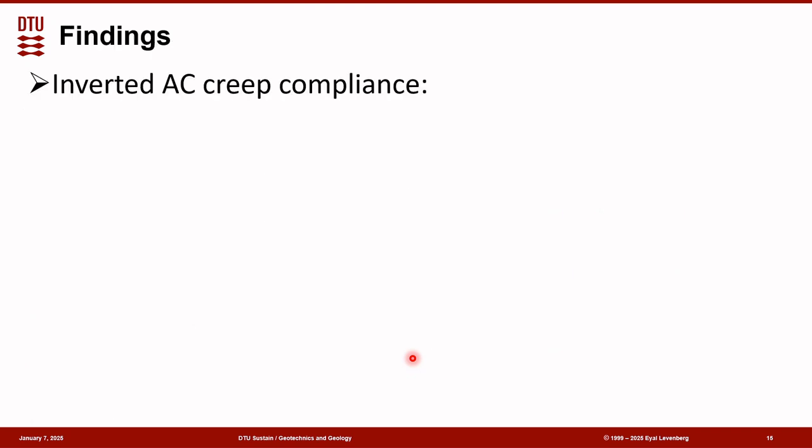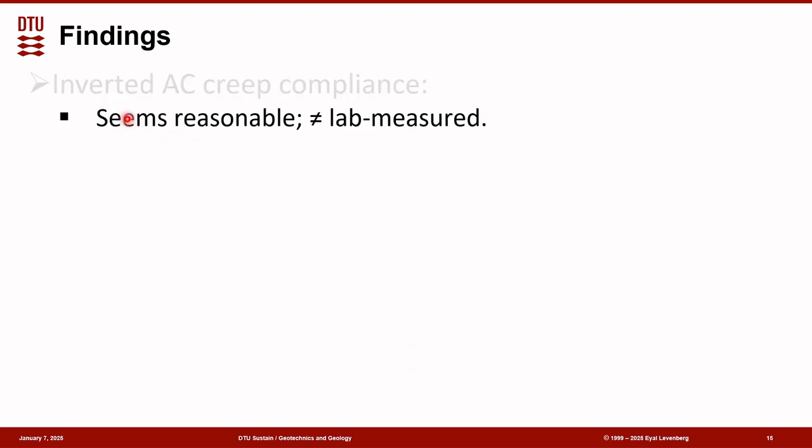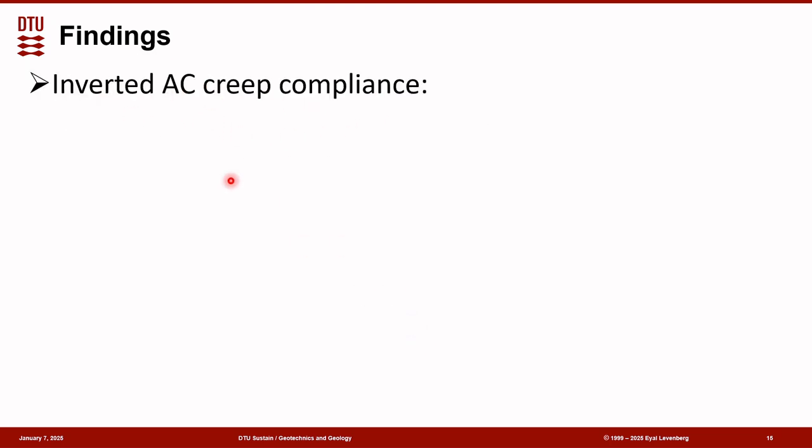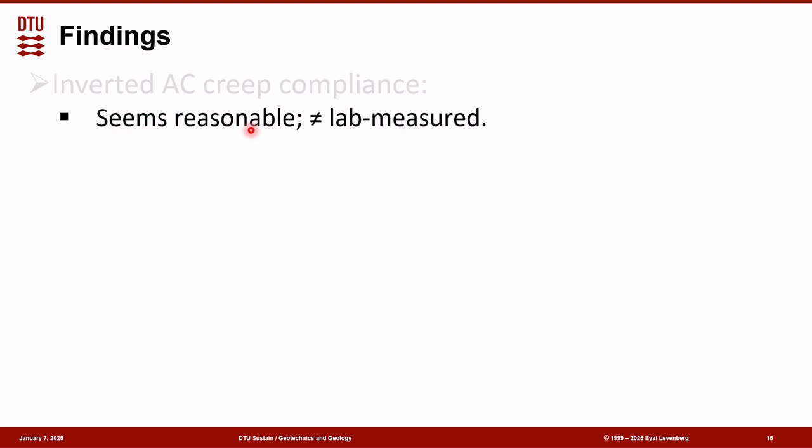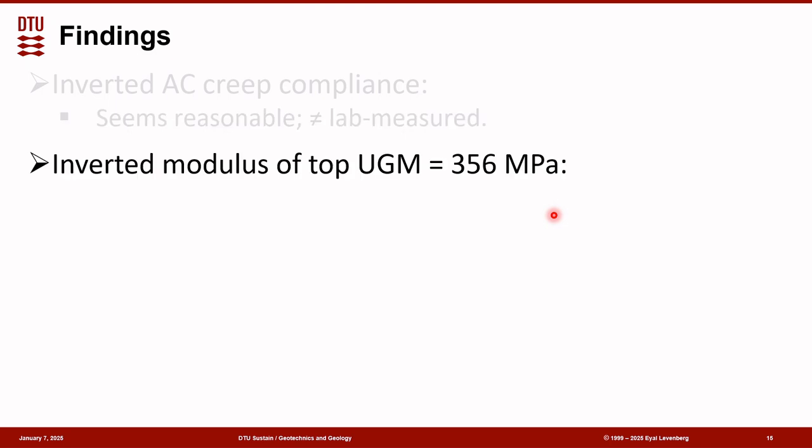So just to summarize the findings, the inverted asphalt concrete creep compliance curve looks reasonable. However, it wasn't possible to match it with lab measured creep compliances. And these were measured over cores taken from the road, and after matching the temperature conditions, it was still impossible to get the same result.